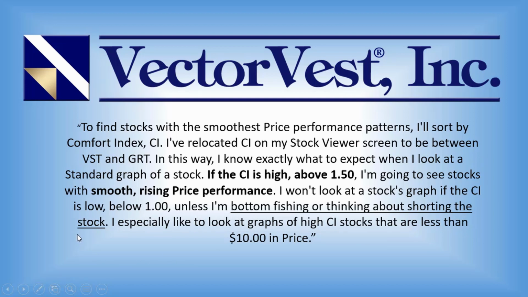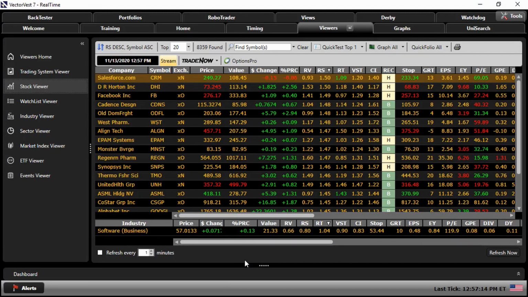So if you're looking for stocks to short and you haven't determined a search that you like within the software, how about looking at stocks that have a CI below 1? These are stocks that are more susceptible to long or lengthy pullbacks. I especially like to look at graphs of high CI stocks that are less than $10. That's a great way to know how to buy low and sell high. Stocks below 10 with high CIs are stocks that are going to have the propensity to keep moving up in price. All right, let's go back into the software.